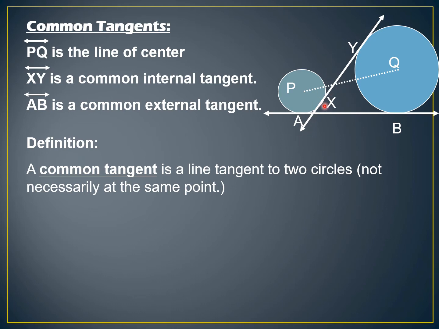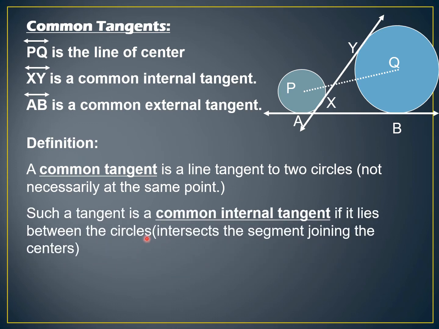So, dito nga, magkahiwalay yung kanilang point of tangency. Sa circle P, ang point of tangency ay sa point X. Sa circle Q, ang point of tangency ay sa point Y. So, magkaiba yung kanilang point of tangency. Another is the common internal tangent if it lies between the circle. So, sabi ko nga kanina, nasa gitna siya nung dalawang circle. Kaya siya tinawag na common internal tangent.